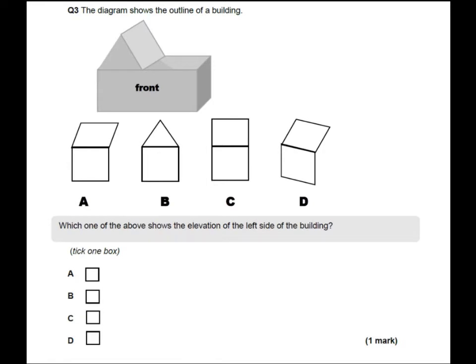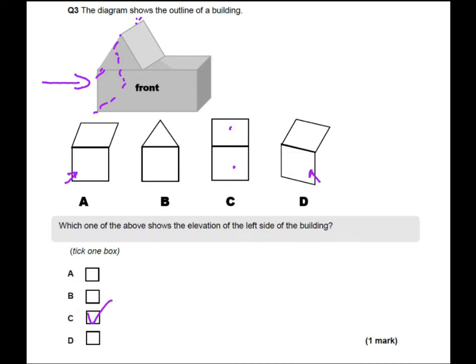Question 3. The diagram shows the outline of a building, and the front of the building is labelled. Which of the above diagrams shows the elevation from the left side of the building? So the left side of the building is looking in that direction. So we would see the rectangle for this bit and then the side of the prism on the other bit, and it would be flat onto us. So we're looking for something with a rectangle and then something flat above it. This wouldn't be exactly side on, and neither would this. So the diagram for exactly side on should be C. So tick box C.